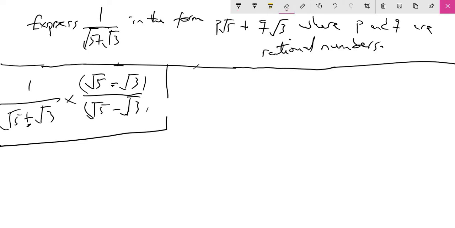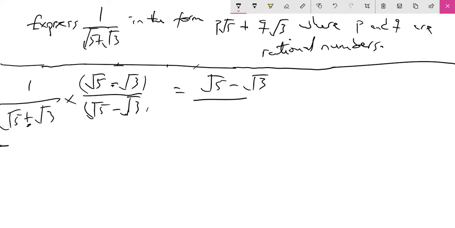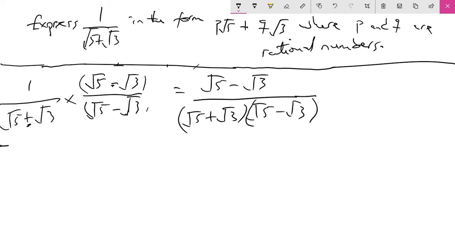Okay, so let's go ahead and solve our little question. Multiplying these out, of course the numerator remains the same, root 5 minus root 3, and the denominator is (root 5 plus root 3) times (root 5 minus root 3). Expanding this gives root 5 minus root 3 divided by root 5 times root 5, which gives 5. Remember, the same roots, so it just gives 5.